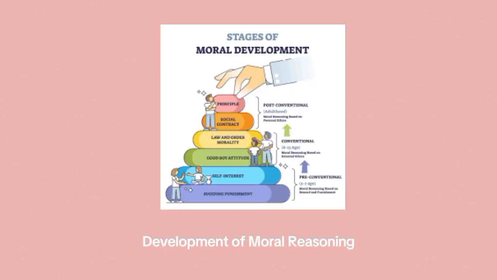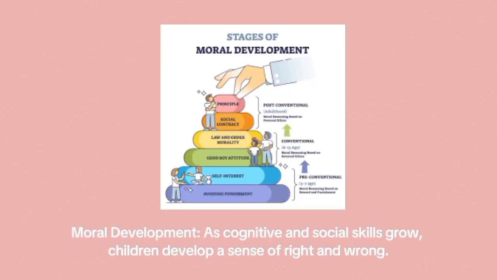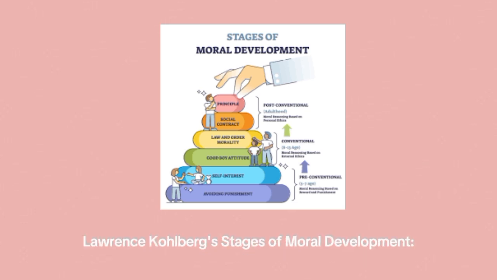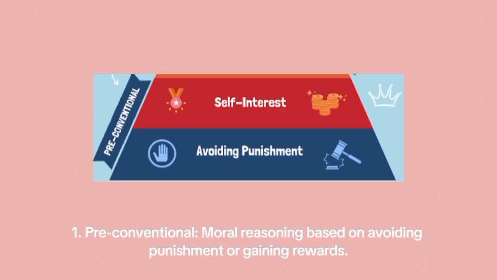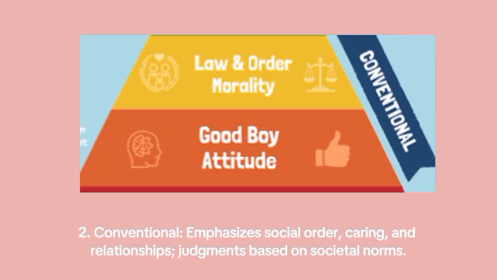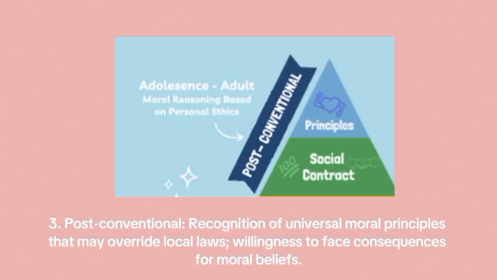Development of moral reasoning, moral development. As cognitive and social skills grow, children develop a sense of right and wrong. Lawrence Kohlberg's stages of moral development. 1. Pre-conventional. Moral reasoning based on avoiding punishment or gaining rewards. 2. Conventional. Emphasizes social order, caring, and relationships, judgments based on societal norms. 3. Post-conventional. Recognition of universal moral principles that may override local laws, willingness to face consequences for moral beliefs.